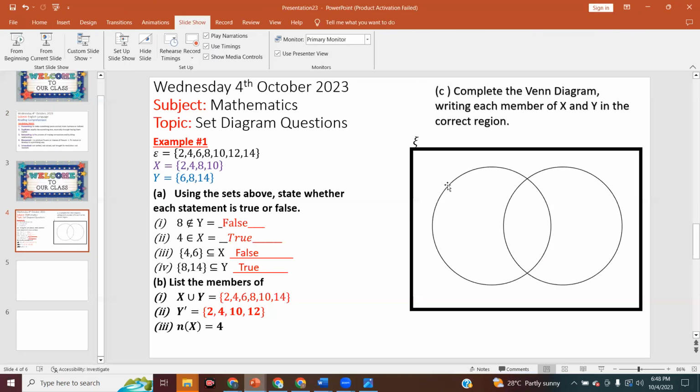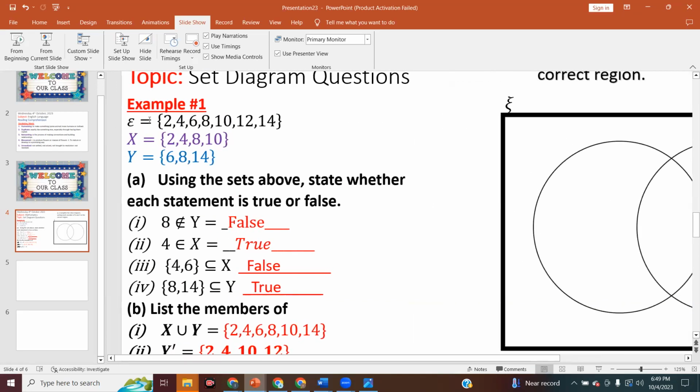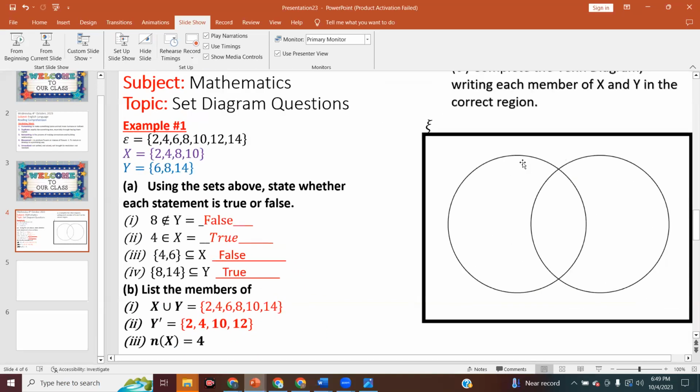So if we are trying to make a mimic of these three sets, what must we call this set and what must we call that set? If we're trying to make a mimic of these three sets on this side, what must we call X and Y? X and Y? Very good, X and Y.